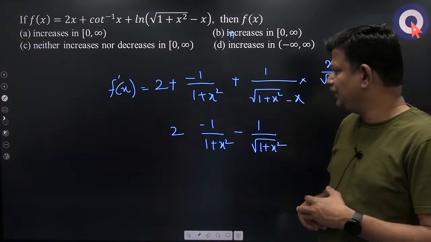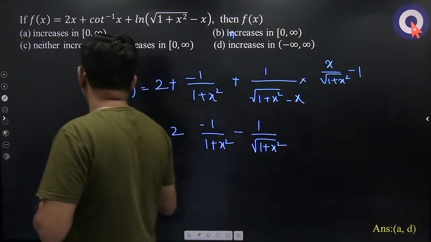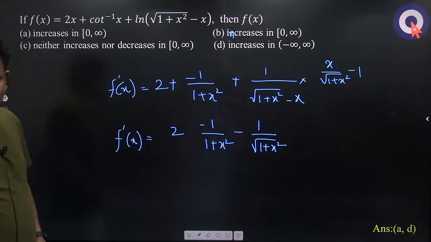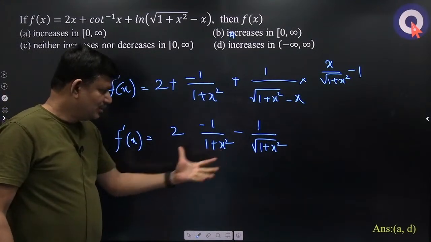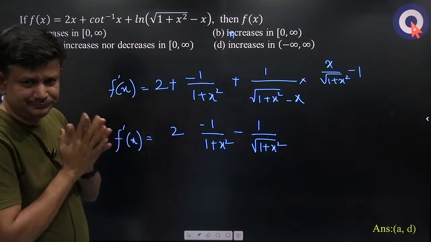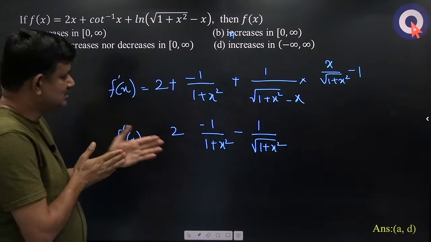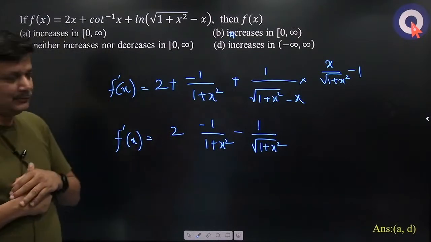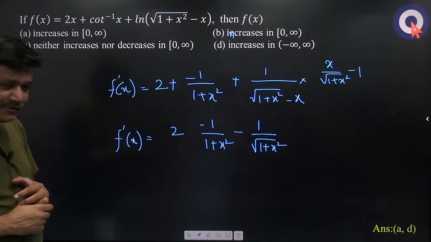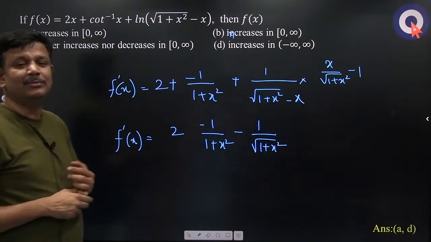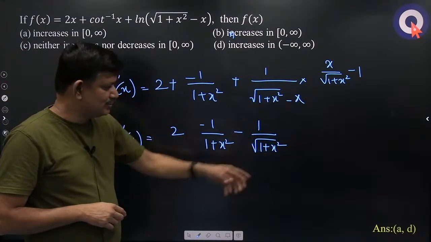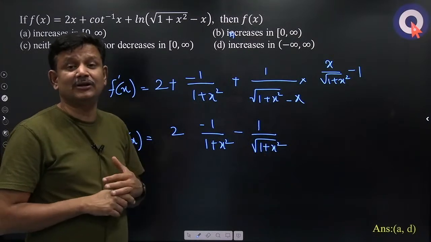This looks like a complicated equation to solve. Yes or no? But if you look at it with care, this denominator is always greater than or equal to 1. So what can you say about 1 by 1 plus x square? This is always a quantity which is less than or equal to 1. Same is the case with 1 by root over 1 plus x square. That is also a quantity less than or equal to 1.